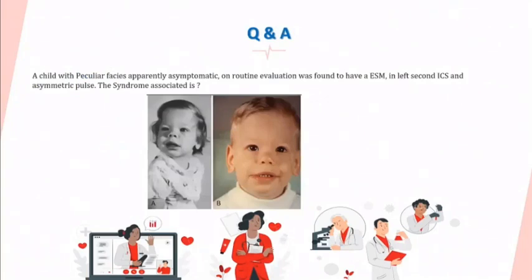So here is a child with peculiar faces, apparently asymptomatic, and on routine evaluation was found to have an ejection systolic murmur in the left second intercostal space and an asymmetric pulse. So the syndrome associated is Williams, because the supravalvular pulmonary stenosis is also associated with supravalvular aortic stenosis, hence the asymmetry in pulse.